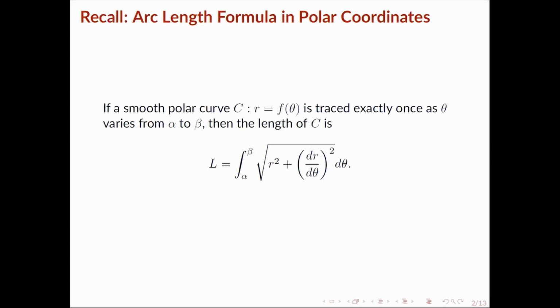Suppose a smooth polar curve C that is defined by the equation r is equal to a function of theta is traced exactly once as theta varies from alpha to beta. Then the length of the curve is given by this equation. We have the length equals the integral of the square root of r squared plus the square of dr over d theta, with respect to theta, from alpha to beta.